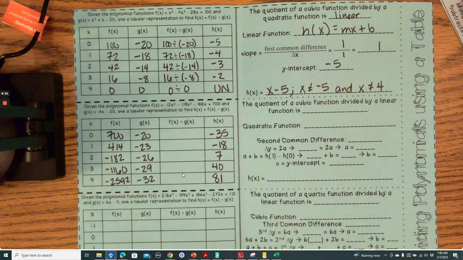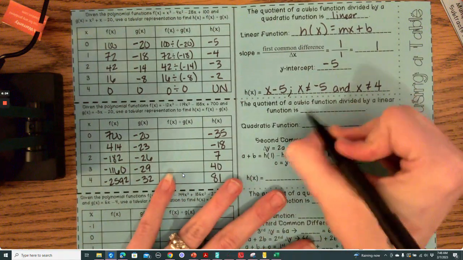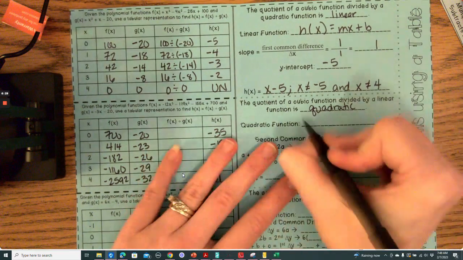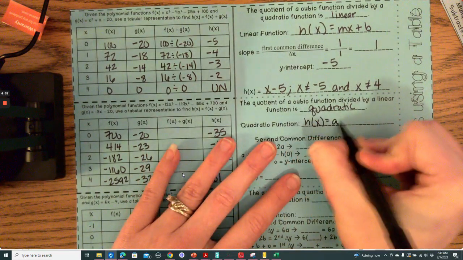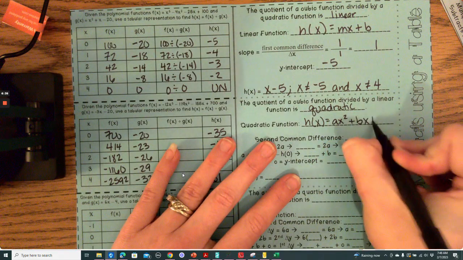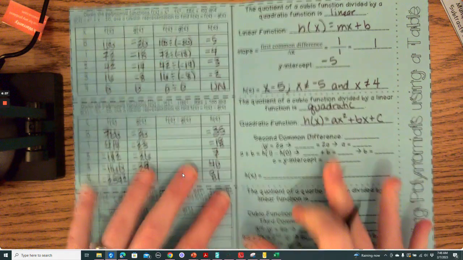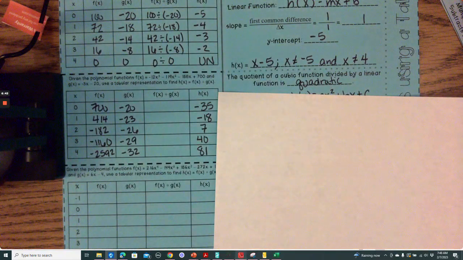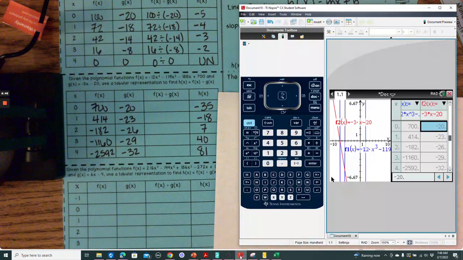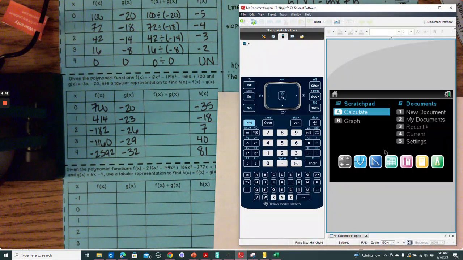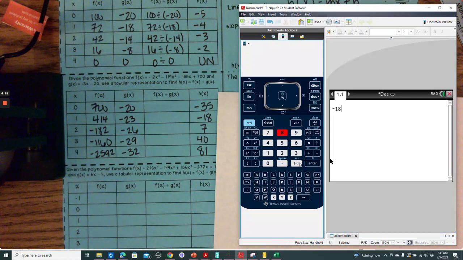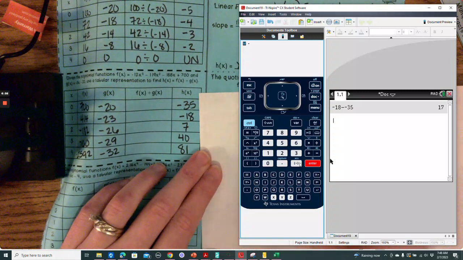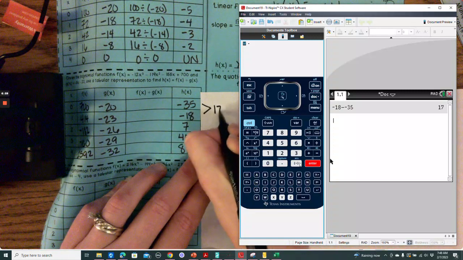Okay, so the quotient of a cubic function divided by a linear function is quadratic. Quadratic functions, h of x equals ax squared plus bx plus c. So here, again, if we're going to do this, we would find the second common difference. So if we do, let's see, negative 18 minus a negative 35, that's going to give us a 17.